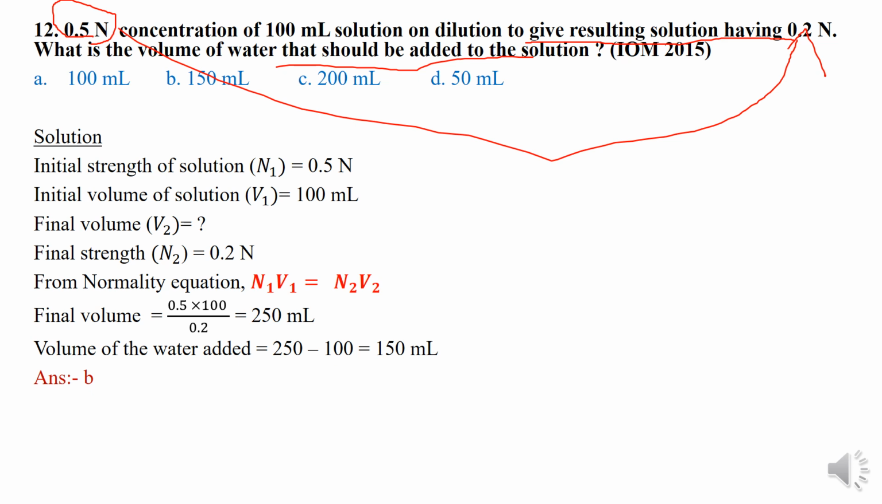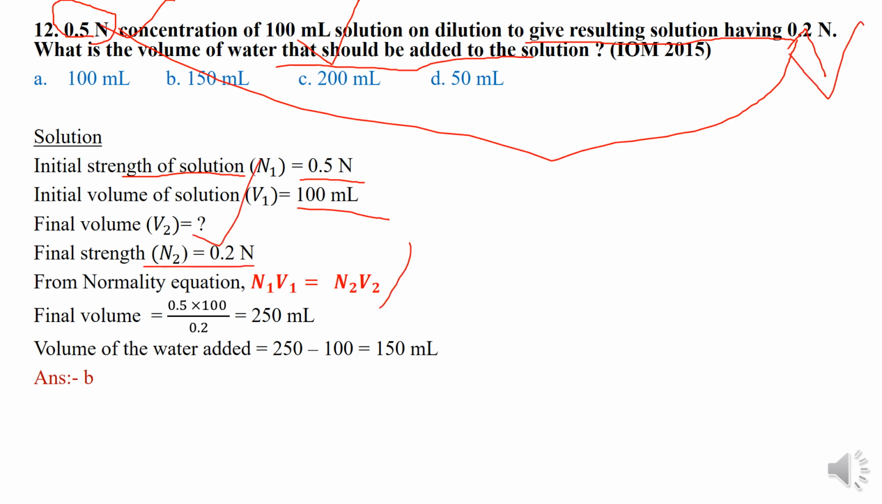So dilution has taken place on that solution so that its concentration has decreased. So for the dilution we have to add water. So how much amount of water should be added? The question is asked about the amount of water. So initial strength will be 0.5 normal, and initial volume will be 100 ml. Then final volume we have to calculate, then final strength will be 0.2 N.